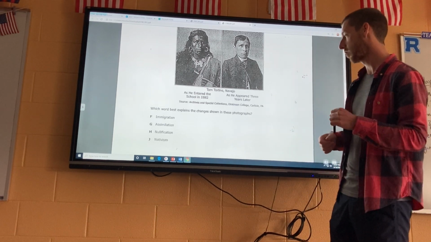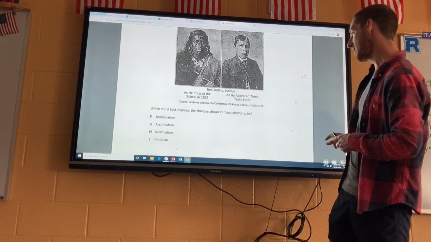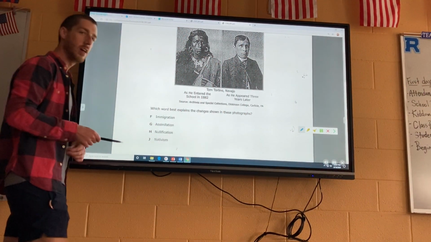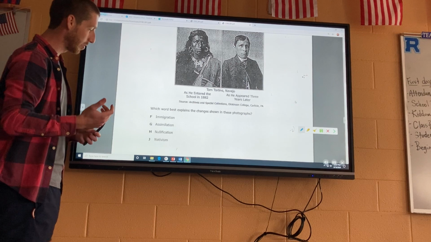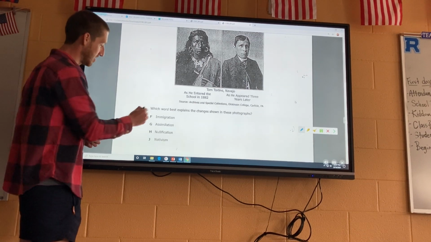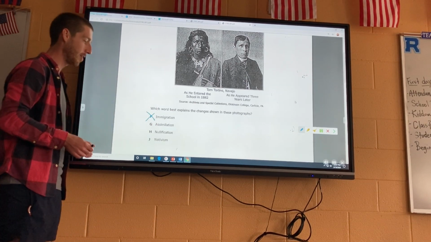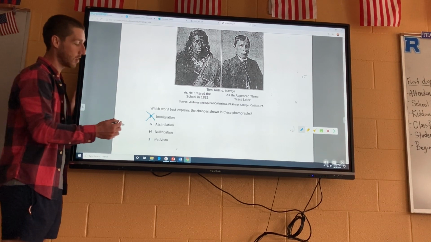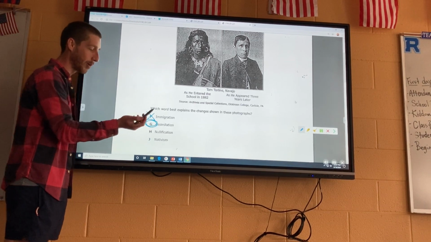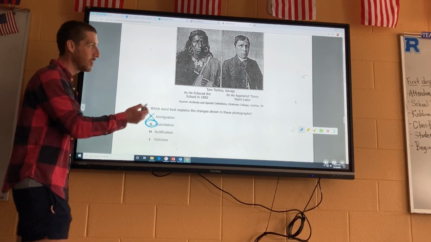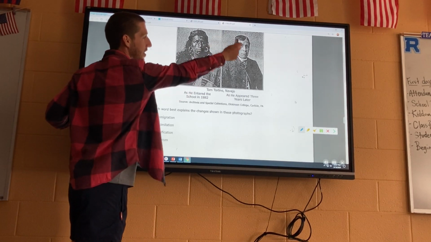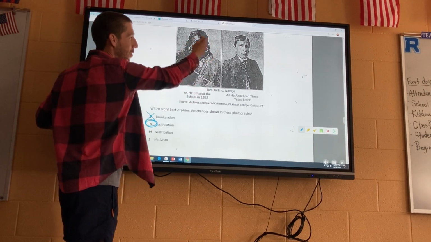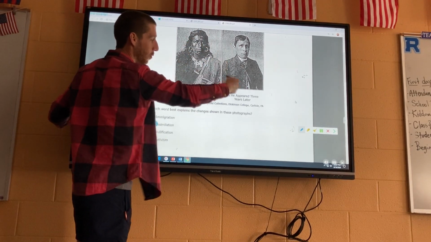All right, so let's take a look. Which word best explains the changes shown in these photographs? Immigration. Immigration means people moving from one place to another, coming into a place. That's not our answer, okay? Assimilation. I'm going to go ahead and tell you that that is our answer because it's vocabulary. That's the word you just got to know. They have made him assimilate into Western culture. They have made him go from his Native American ways to more Western ways.